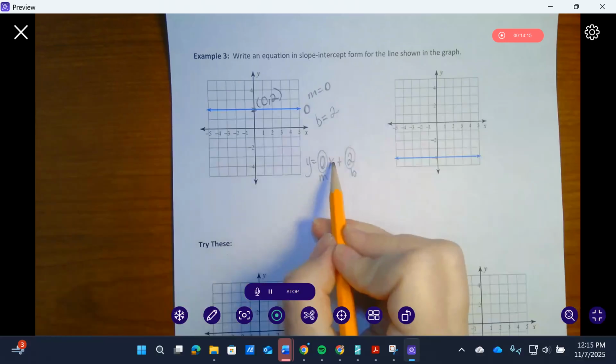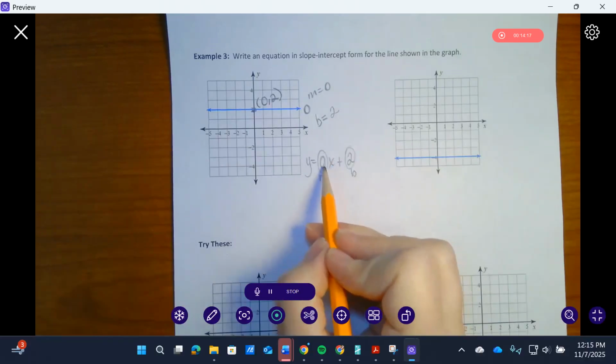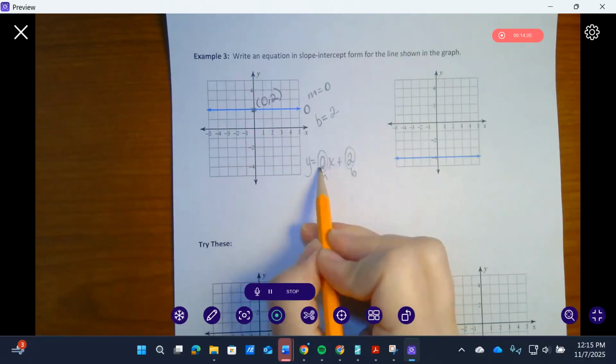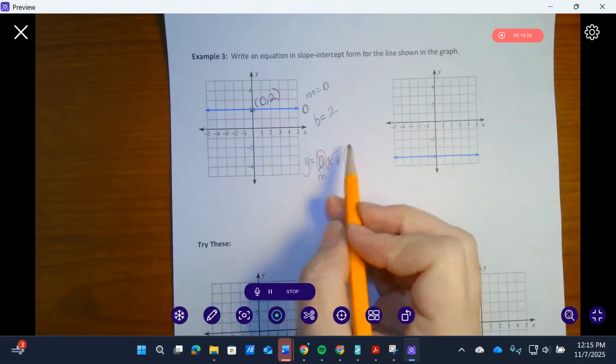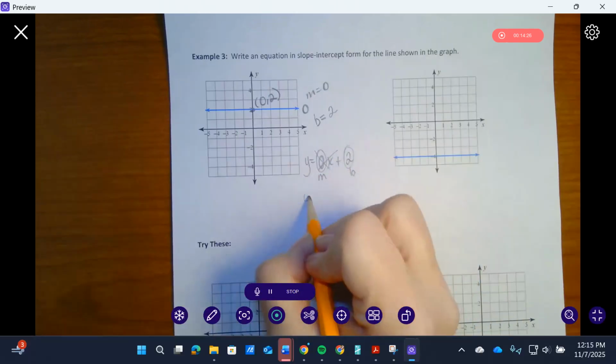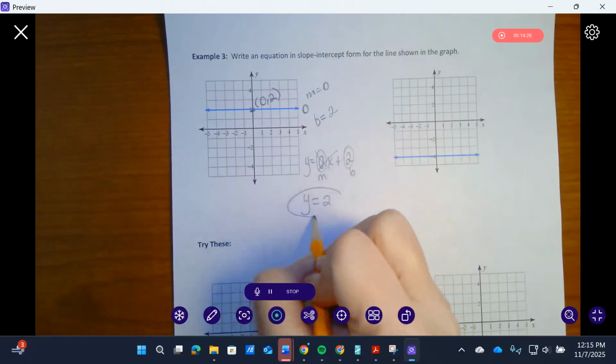Okay, well no matter what I let x be, 0 times whatever x is, any number for x, is going to just be 0. So this term kind of gets eliminated by that 0 there. So my equation is y equals 2.